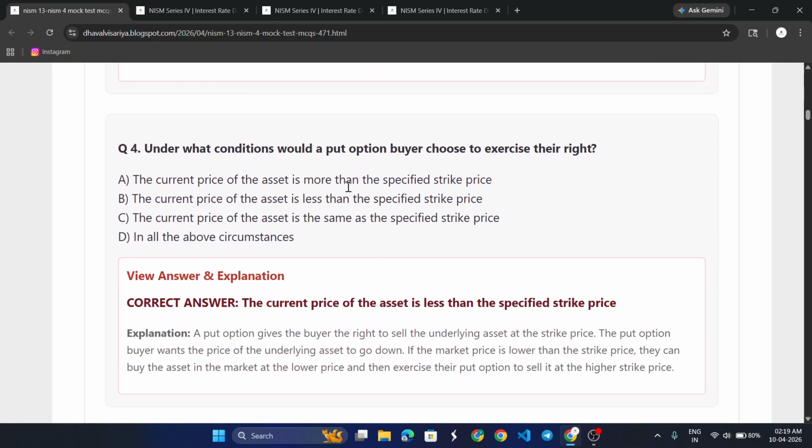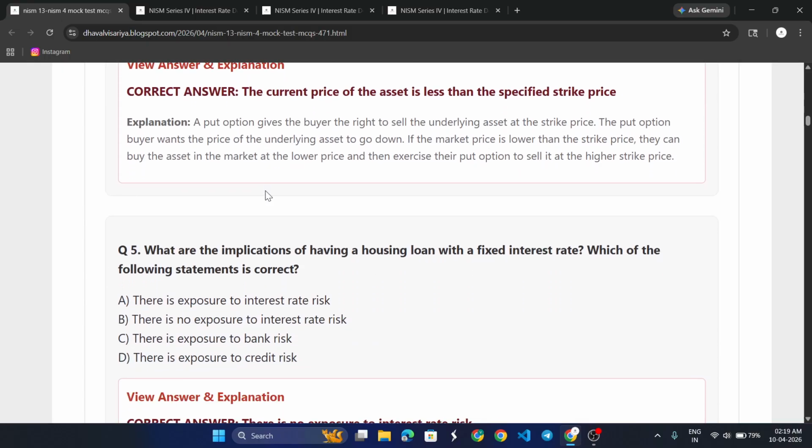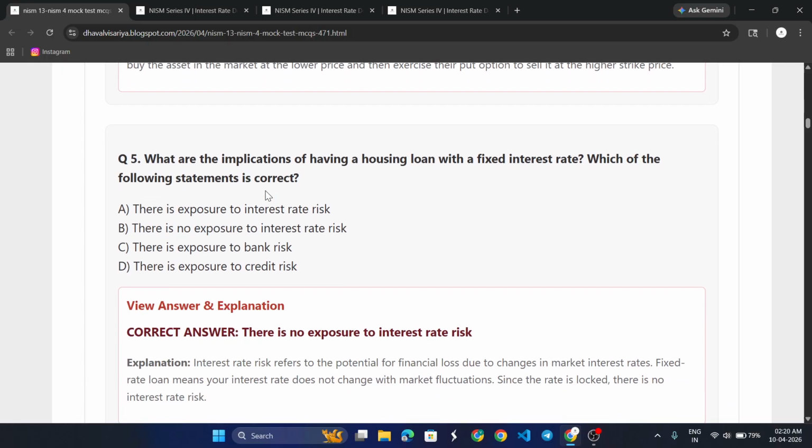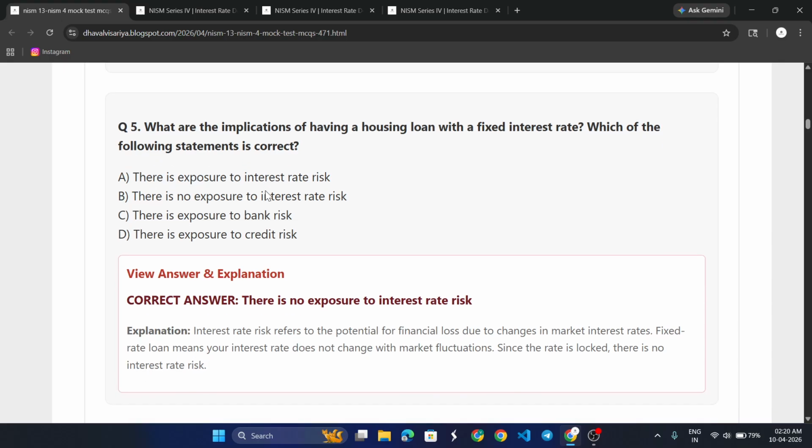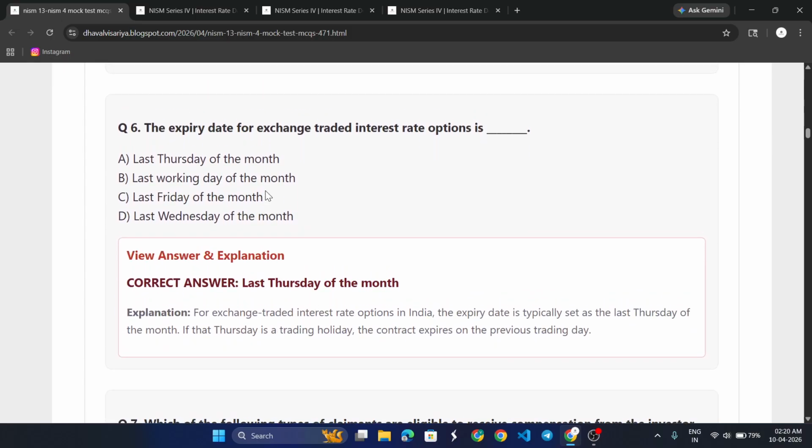Customized contract and bilateral trading. Under what condition would a put option buyer choose to exercise the right? When the current price of the asset is less than the specific strike price. What are the implications of having a housing loan with a fixed interest rate? Which of the following is correct? There is no exposure to interest rate risk. Even if rates go up or down, we are on a fixed interest rate, so we will not have any problem. The expiry date for exchange traded interest rate options is the last Thursday of the month.